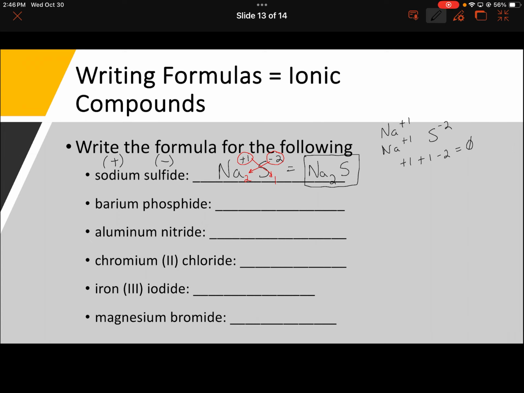I'll pause the video, and I want you to try barium phosphide and aluminum nitride. Again, going to your periodic table, getting the symbol and the charge, crisscross oxidation numbers, and get to that final formula. I'll let you pause, work on that, and then we'll take a look at the bottom 3. There's a tiny bit of a difference in the bottom ones.